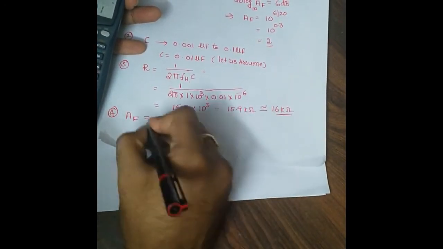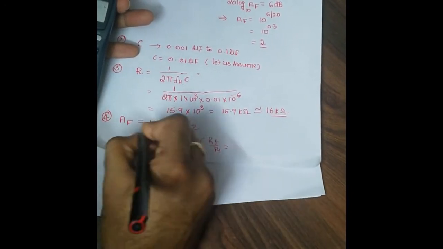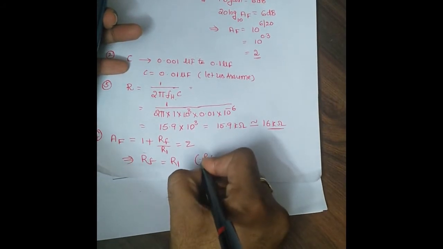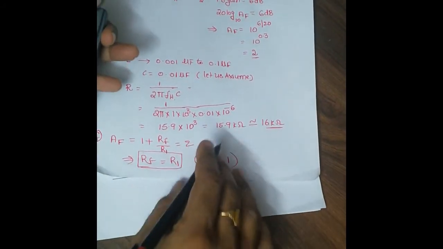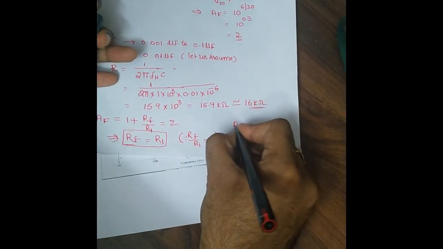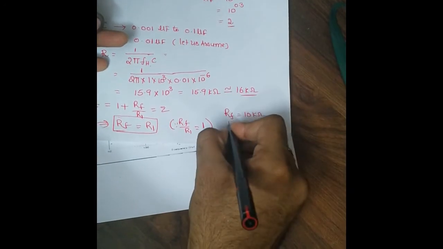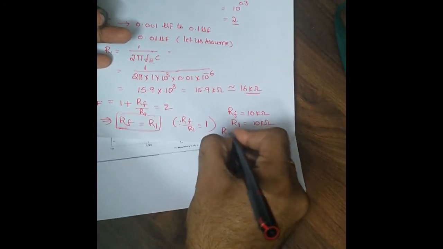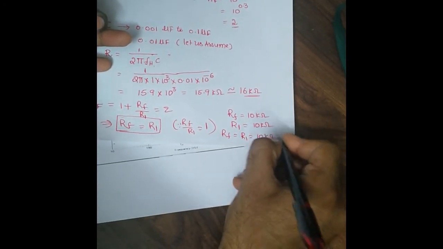R1. How did you get it? RF by R1 equal to 2 minus 1. So it will become RF by R1 equal to 1. So from this you got RF equal to R1. Since RF equal to R1, I am selecting the value of RF as, say, 10 kilo ohm. Then R1 will also become 10 kilo ohm. So now I write RF equal to R1 equal to 10 kilo ohm.